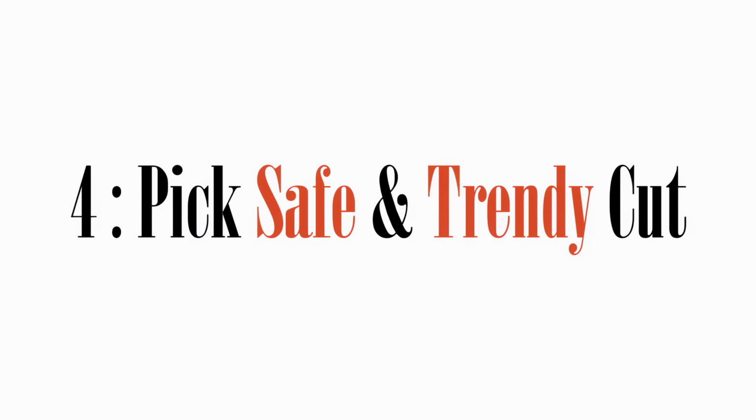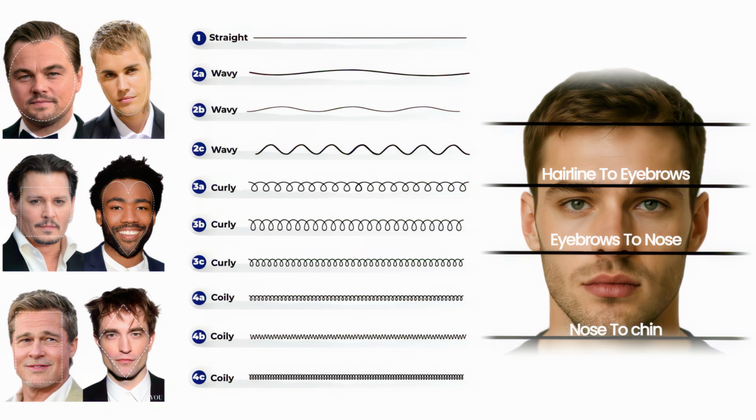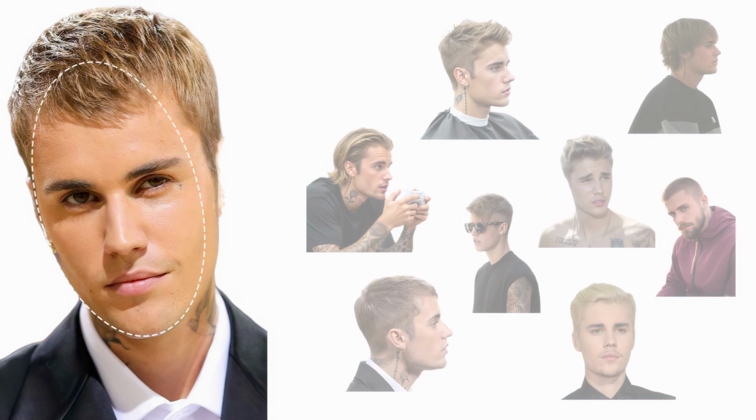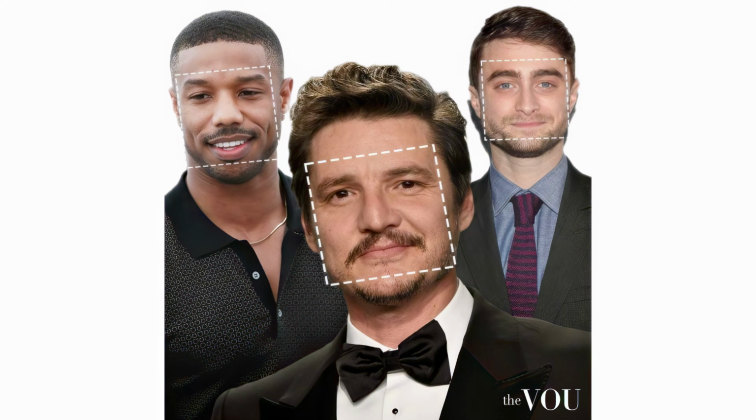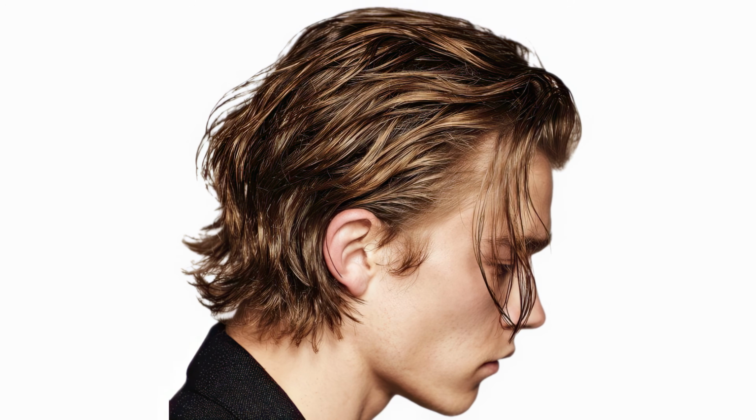Step 4. Pick a safe and trendy cut. Now choosing a haircut becomes easy. Oval face, almost anything works. Square face, low fades, side parts, even buzz cuts. Round face, height on top, tight sides. Rectangle face, avoid too much height. Heart and diamond, more volume on the sides.